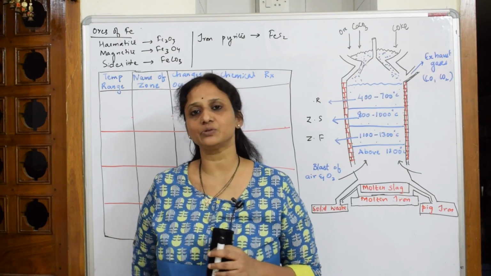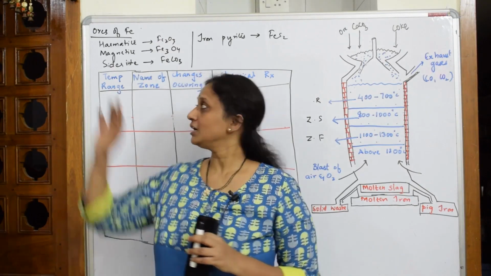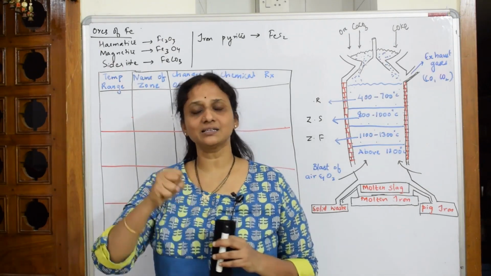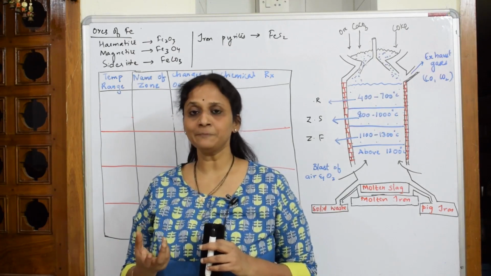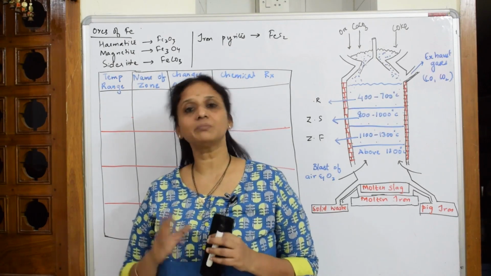As I said, gangue is an impurity. Now we are going to consider the magnetite or the hematite as the iron particle, that is, the magnetic material, and the gangue we are considering as non-magnetic material.